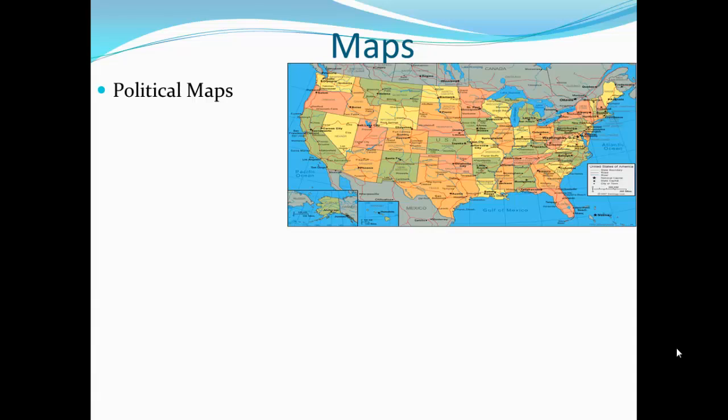Okay, we're going to start off today talking about maps, and there are two major types of maps that you need to know. The first one is a political map, and political maps show borders such as national or country borders, state borders, and also cities as well.